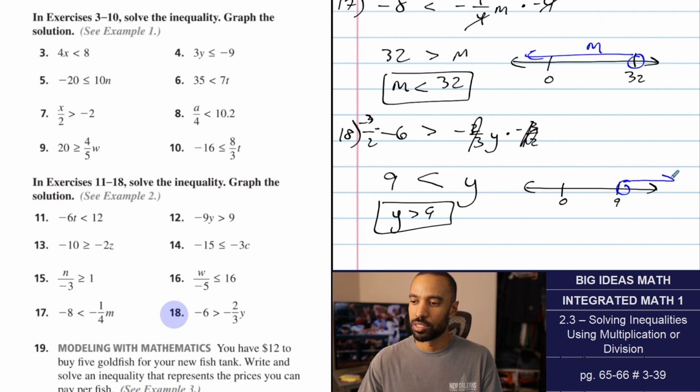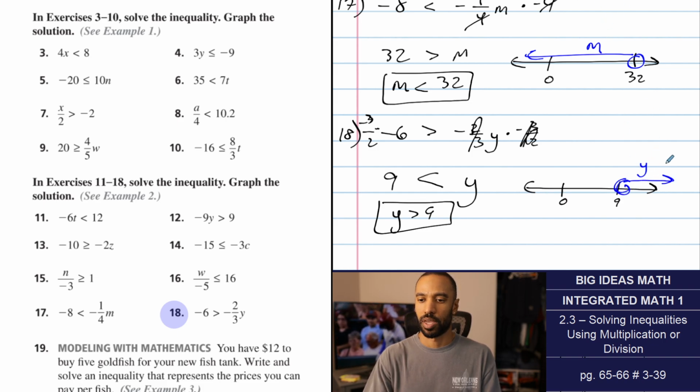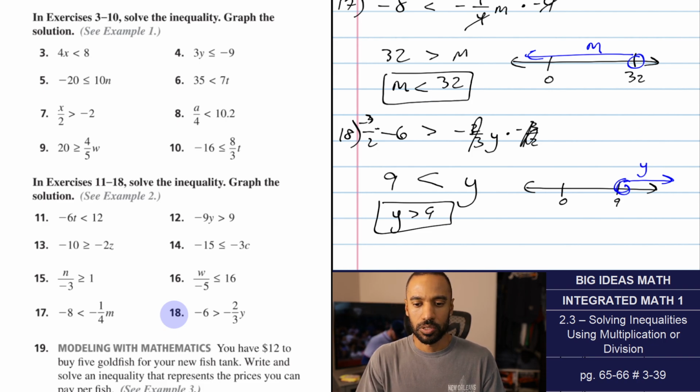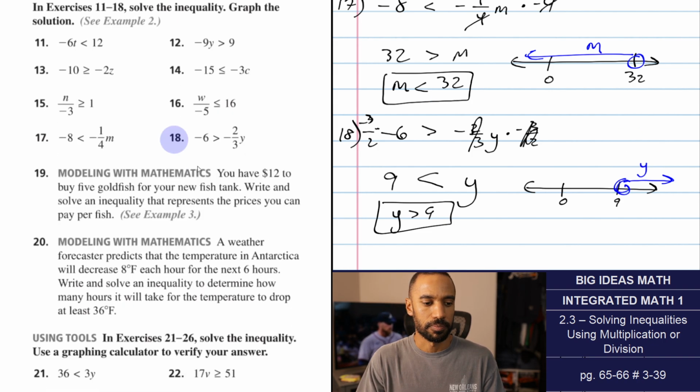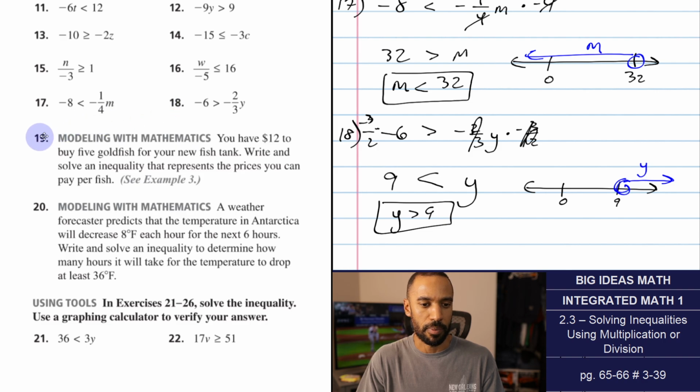There are my y's. Okay. That was a good heaping of problems. Let's keep going. Numbers 19 and 20, modeling with mathematics.